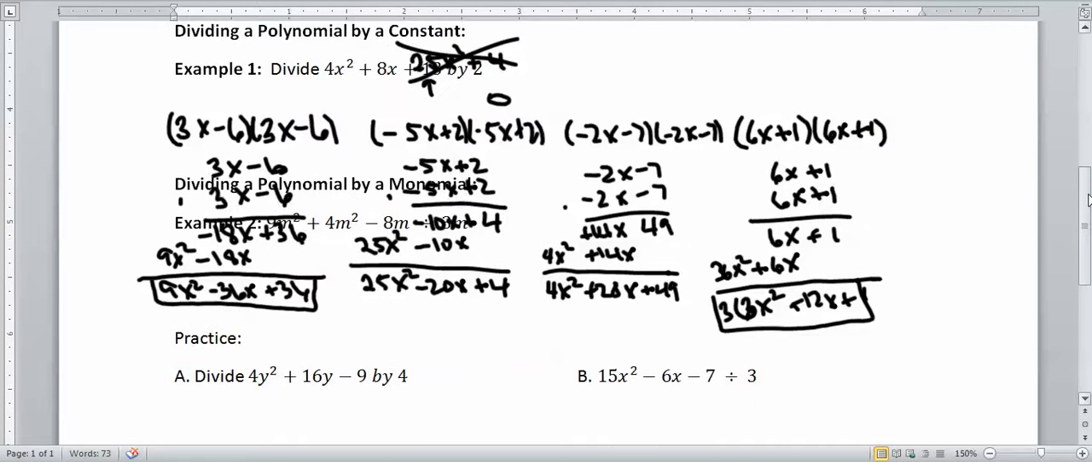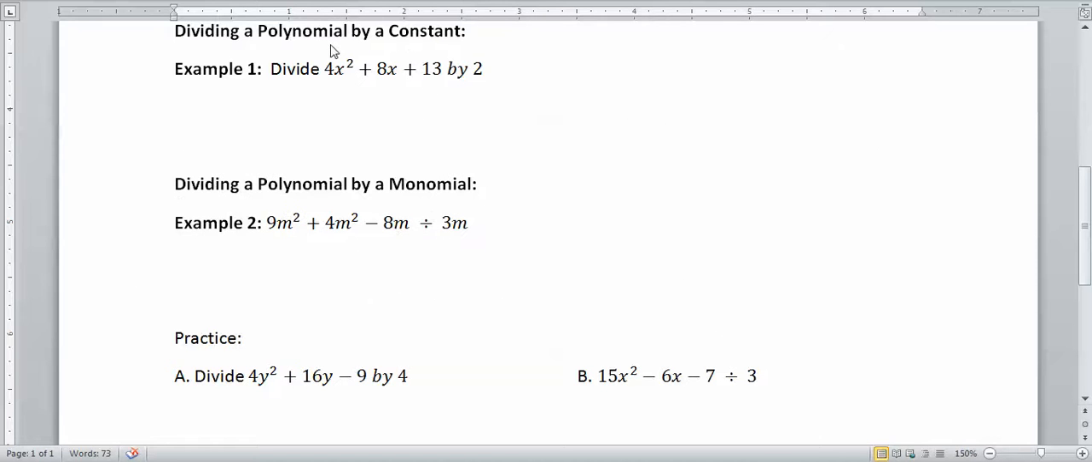All right. So the next thing we're going to do is polynomial division. Okay. This takes quite a few forms, but this one says, for example, I want to divide 4x squared plus 8x plus 13 by 2. And what this looks like is this. Okay, so 4x squared plus 8x plus 13, and it's all divided by 2. Okay, now to divide this, I just want to divide every single term by 2.